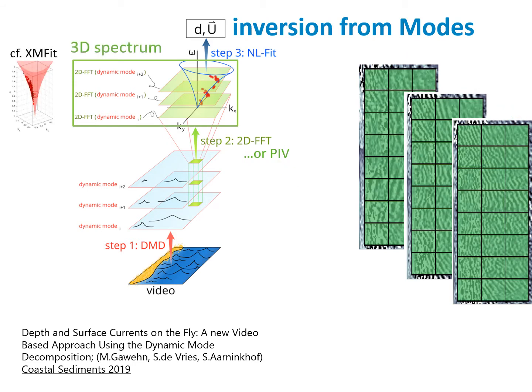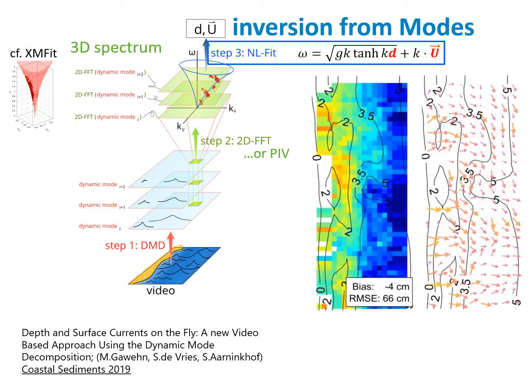And then you can stack up these layers and build up this pseudo three-dimensional spectrum, which you may recognize has some similarity to these spectra you get from three-dimensional Fourier transforms from other depth inversion algorithms, like, for example, XMFIT. And then finally, you do a nonlinear fit on the data. So you fit this dispersion shell and you get maps of depths and maps of surface currents.